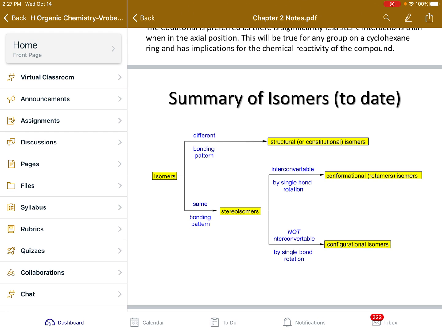The difference between structural and conformational is that structural means they have a different arrangement in their bonding, whereas conformational, there's a rotation around a single bond. So everything is attached in space a certain way, but the position that it occupies might be slightly different.